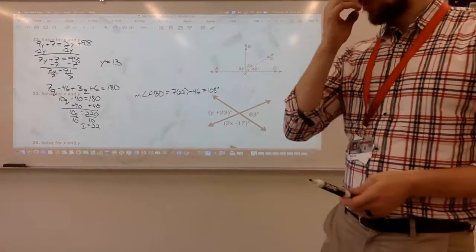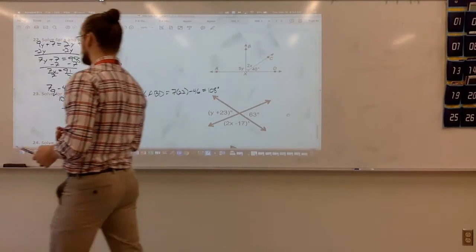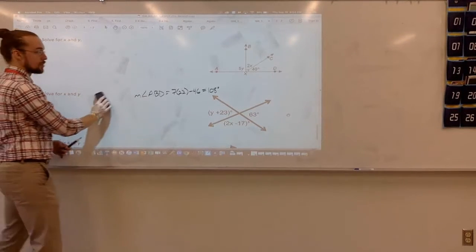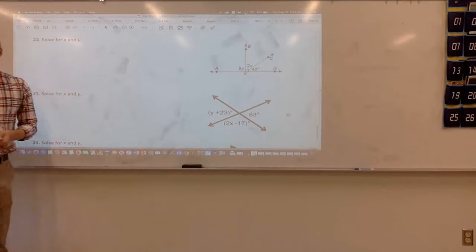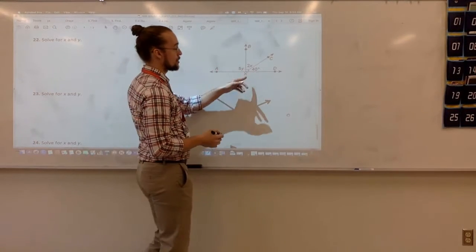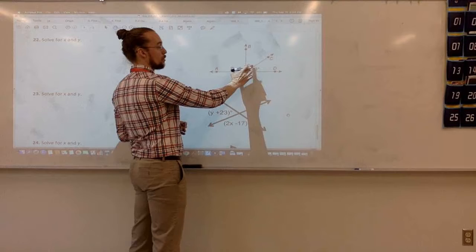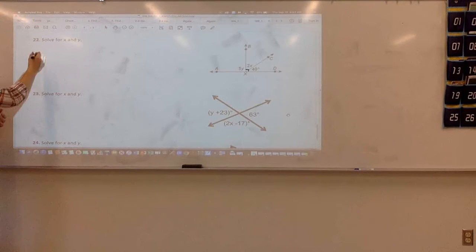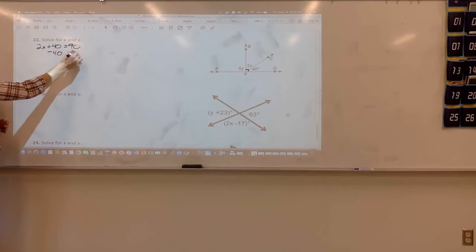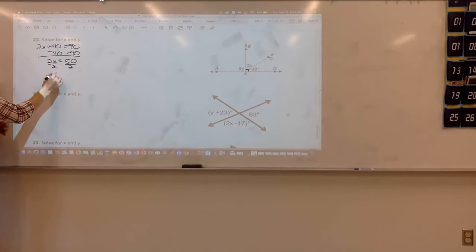So now the last three of these, we have x's and y's that we have to deal with. Remember, we can only set up an equation that has one variable in it first. Well, I'm told that this right here is a right angle, meaning these two angles together would be 90 degrees. So I can say 2x plus 40 equals 90. Solve for x, subtract 40 over, we get 2x equals 50, divide by 2, and we get x equals 20.